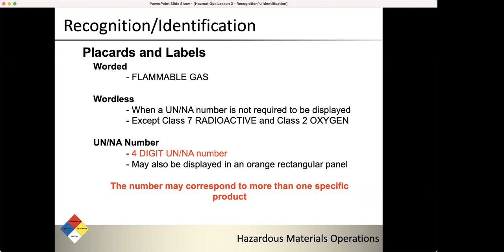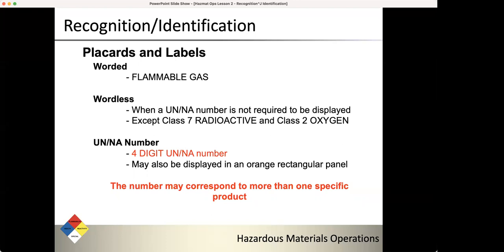When a UN or NA number is not required to be displayed, except for class 7 radioactive, we'll get into classes here, or class 2 oxygen, they have to have the words on them. So what is the UN or NA number? UN is United Nations and NA is North America. It is a 4-digit number.